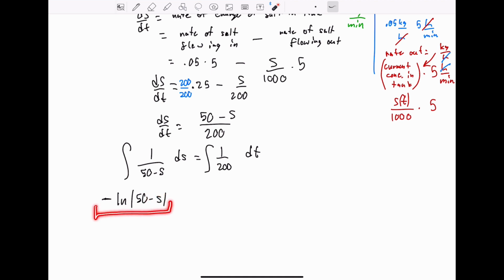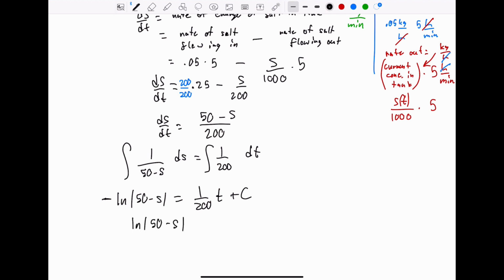So here's the correct antiderivative for this integral. Now we want to find the antiderivative of 1 over 200. Well, that's simply 1 over 200t. So 1 over 200t plus an arbitrary constant. I'm going to multiply both sides by negative, and multiplying the negative times this arbitrary constant just gives us another arbitrary constant. So we can write this as natural log absolute value of 50 minus s equals negative t over 200 plus c. Now we want to solve for s.